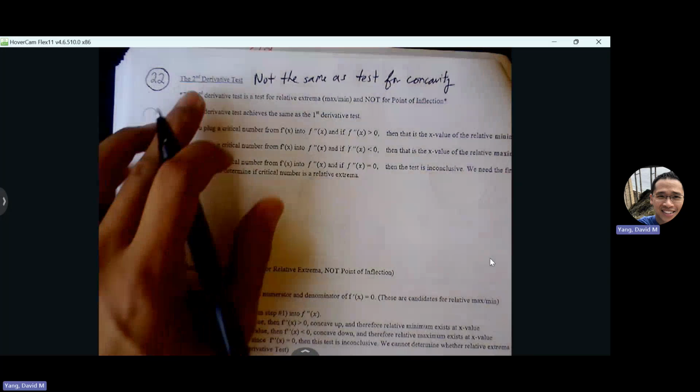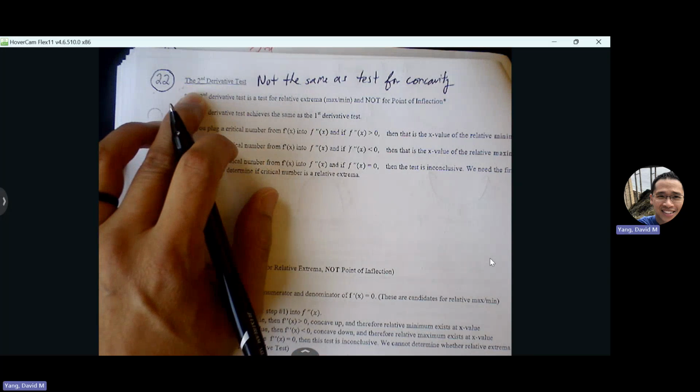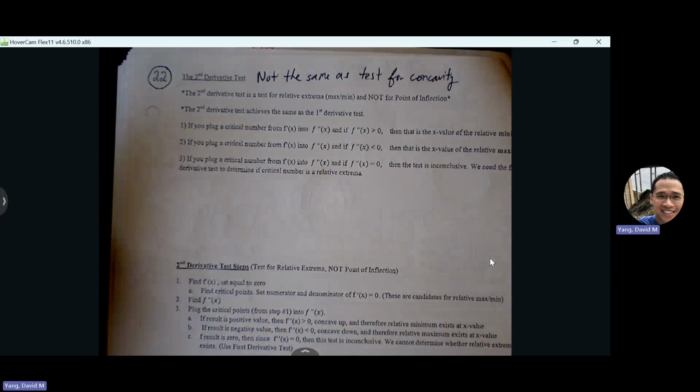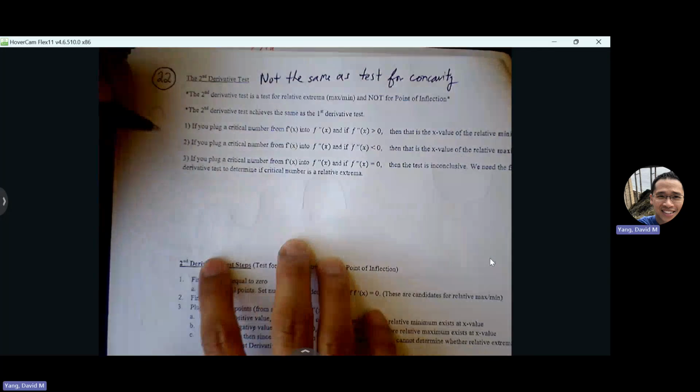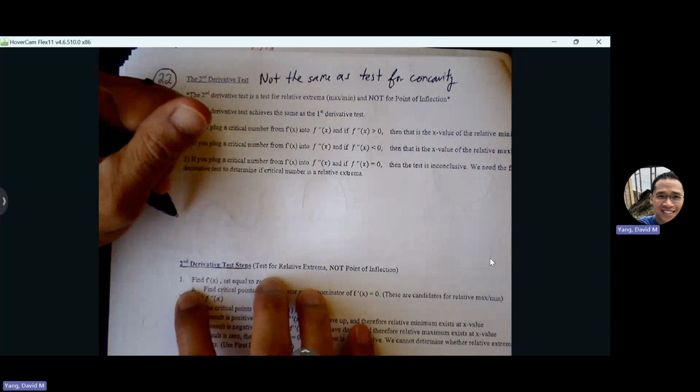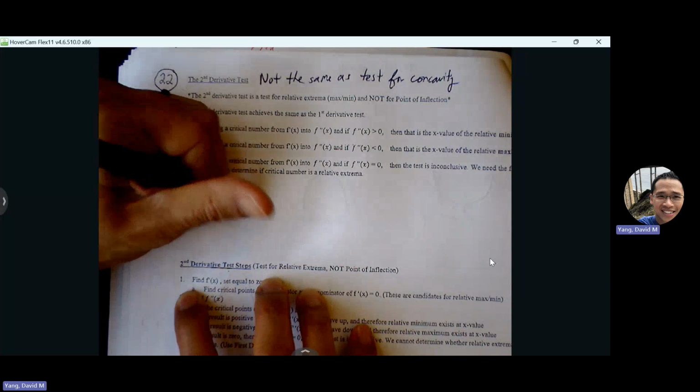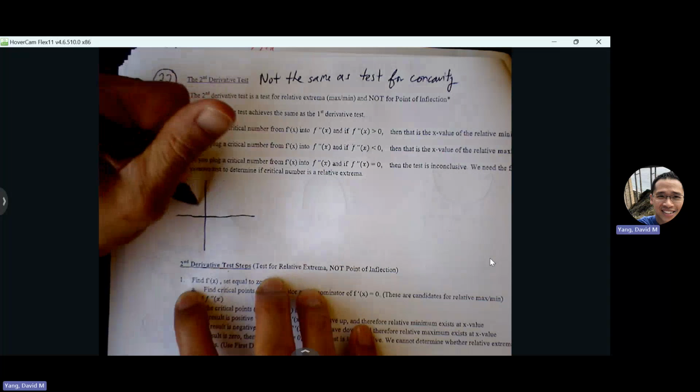For us, if we're ever trying to find relative max or relative min, we're always going to prefer to use the first derivative test. The second derivative test is kind of a roundabout way of finding relative max and relative min. I think it's best to show you a diagram here. Let's say I had a graph that looked like this.